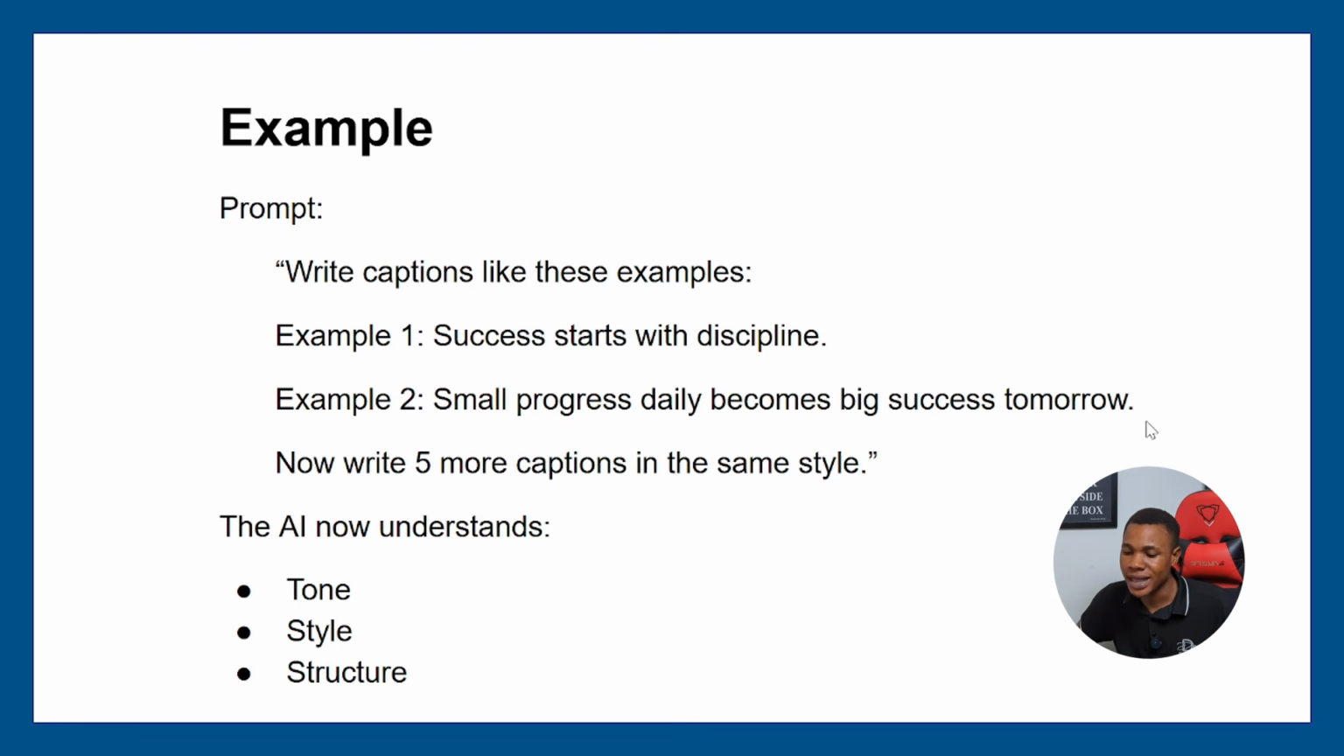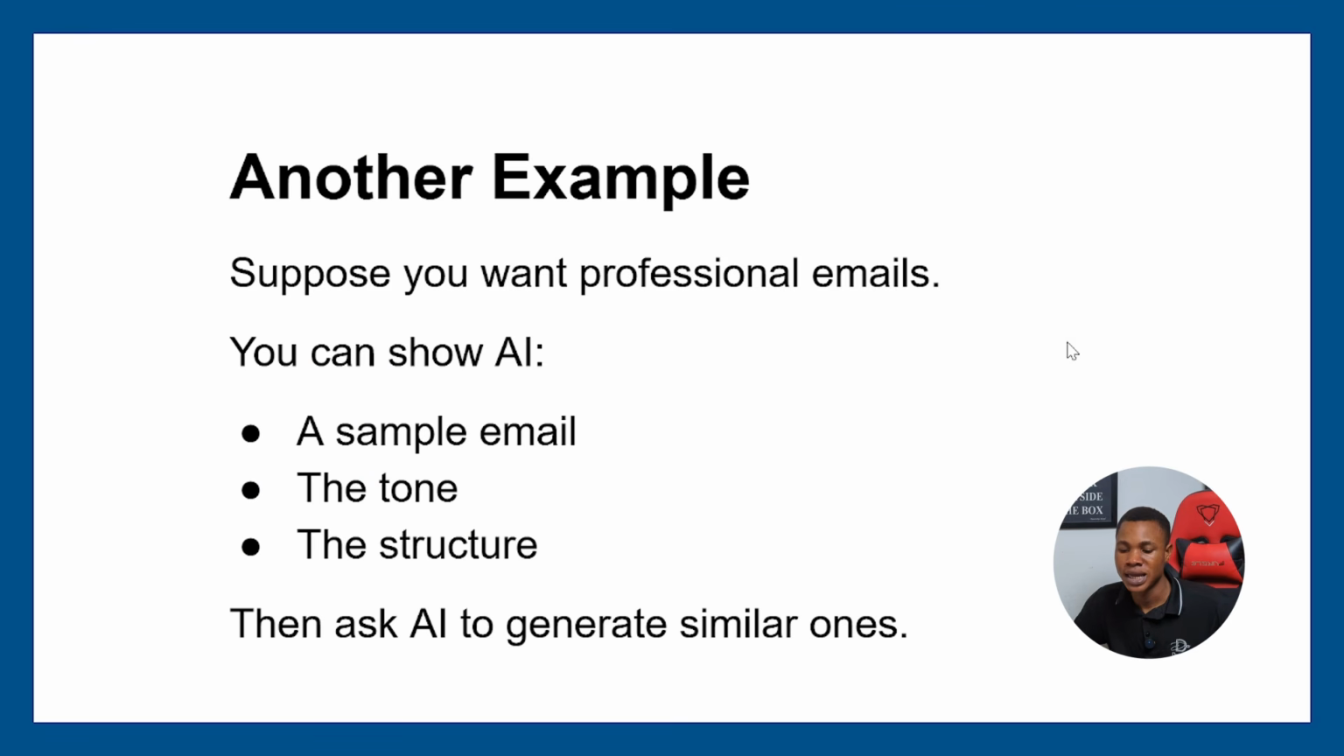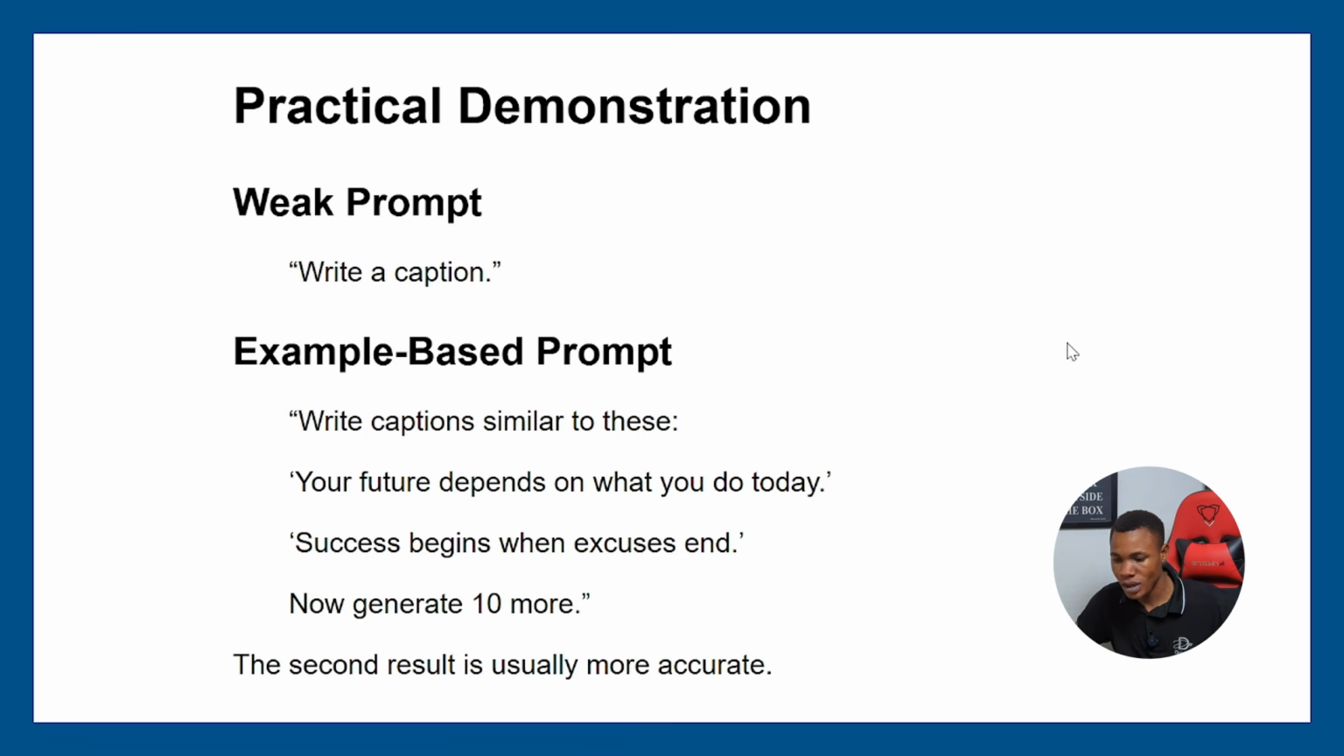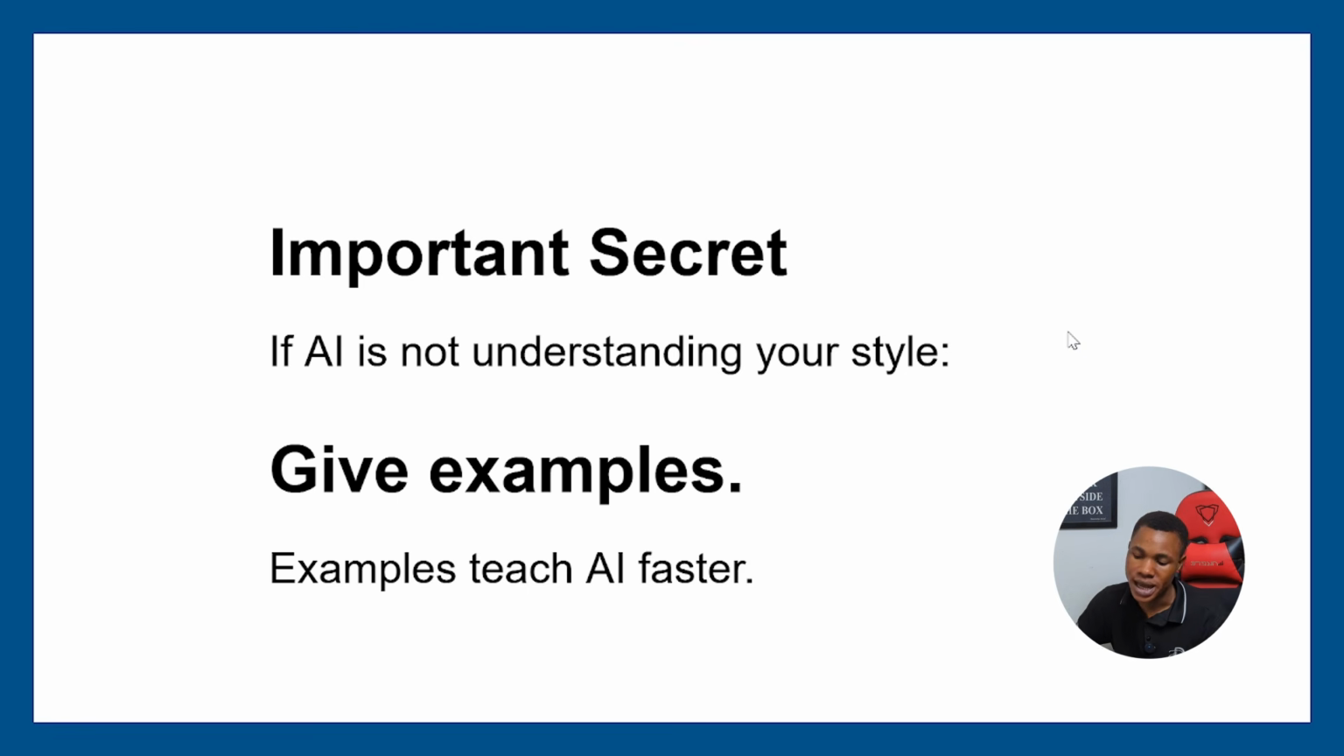Is that okay? Write a caption like this sample, sources start with use blah blah. I've just done the example for you. All right, so important secret: the AI is not understanding your style by itself, so rather give AI some samples. You can give AI some samples to teach AI how to give you the best output faster.